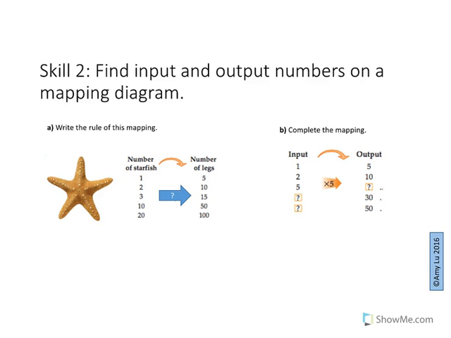Now, in this case, you have to find the input and output of a number on a mapping diagram and write the rule. So if we look at the number of starfish and the number of legs in A, we'll notice that for 1 starfish, there's 5 legs, 2 starfish, there's 10 legs, 3 for 15, 10 turns into 50, and 20 turns into 100. So what do you have to do to every number that's the same thing in order to get the output? So this is your output, this is your input.